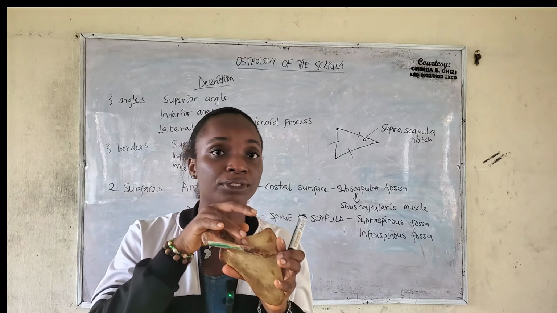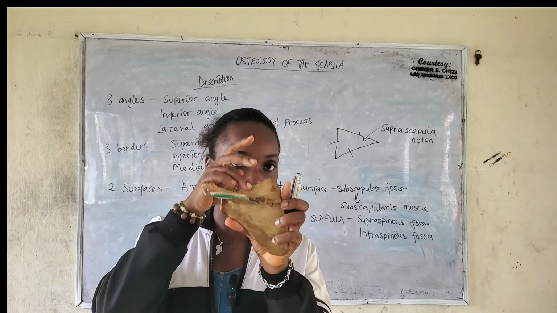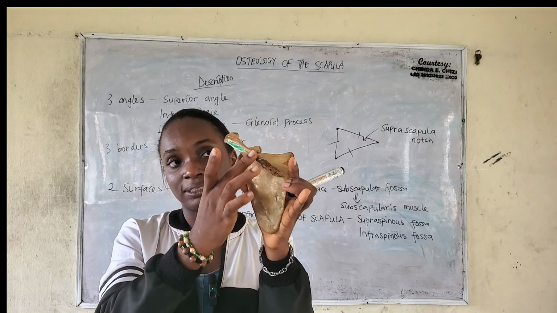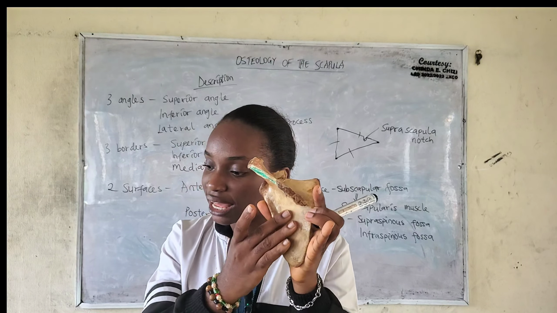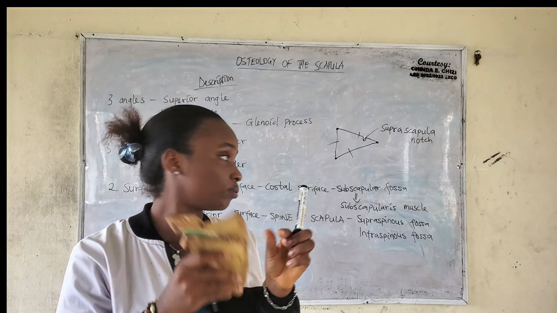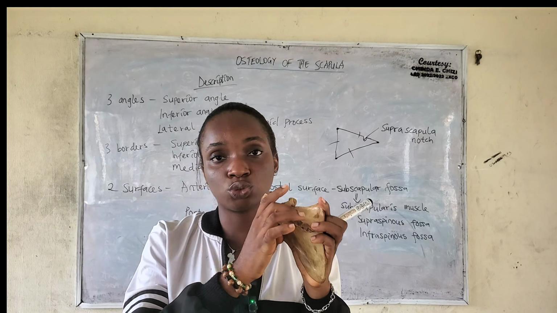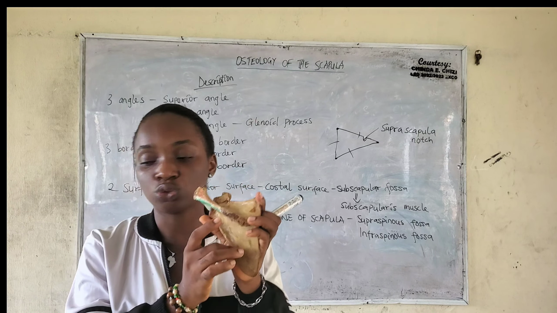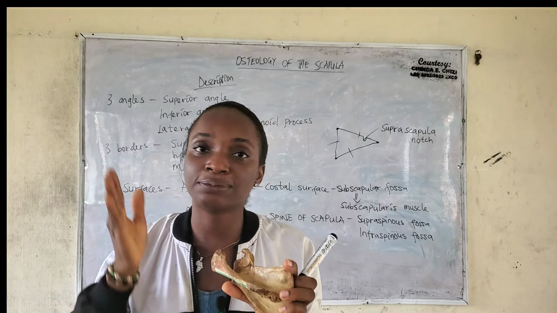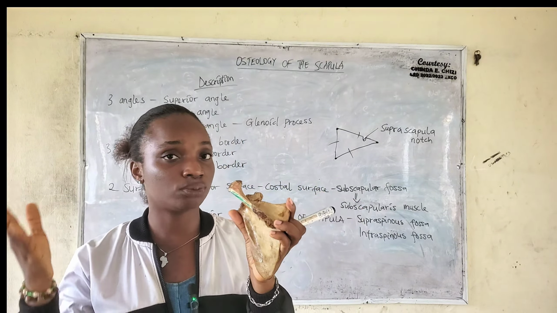Now, the supraspinous fossa, as I said, is above the spine of the scapula and it's smaller, as you can see. While the infraspinous fossa is below the spine of the scapula and it is much larger. These fossae provide attachment for two important muscles: the supraspinatus muscle and the infraspinatus muscle. The supraspinous fossa provides attachment for the supraspinatus muscle. The infraspinous fossa provides attachment for the infraspinatus muscle.